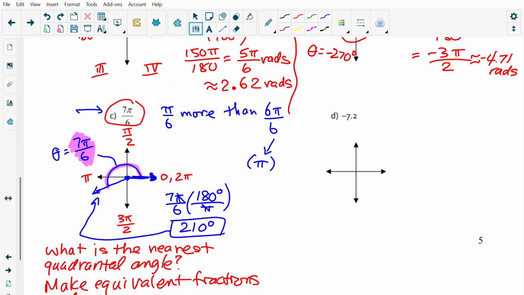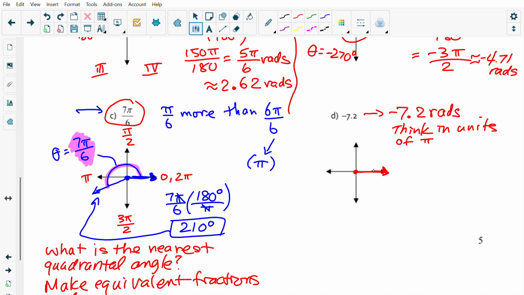Okay, negative 7.2. Remember, it doesn't say degrees. There's nothing written after it, so let's get used to it. It's radian measures. So think of this as negative 7.2 radians. How do I mark this? Before I go, right, when you say this, think in units of pi.